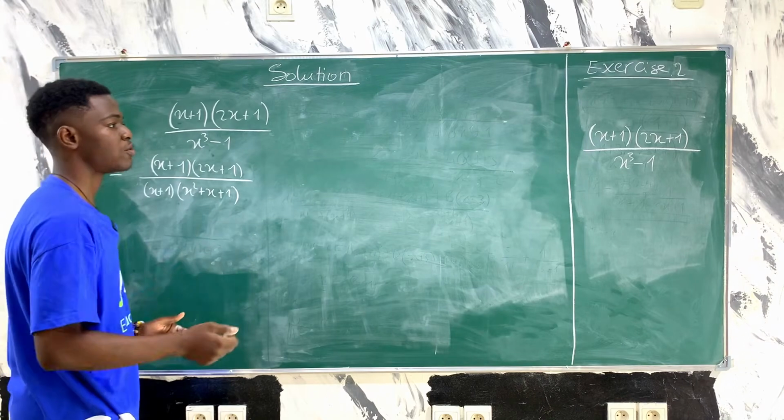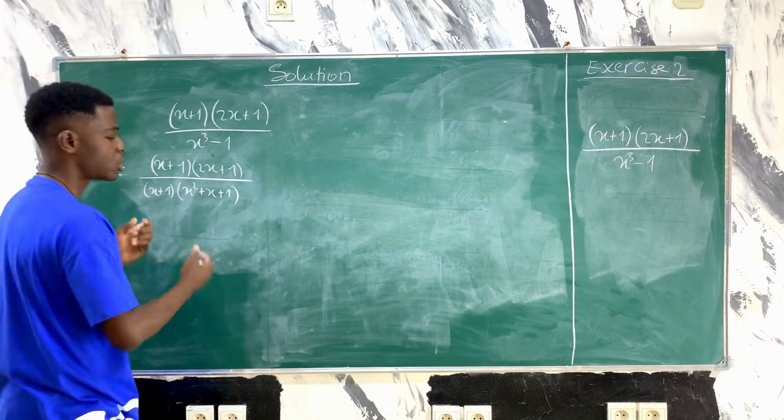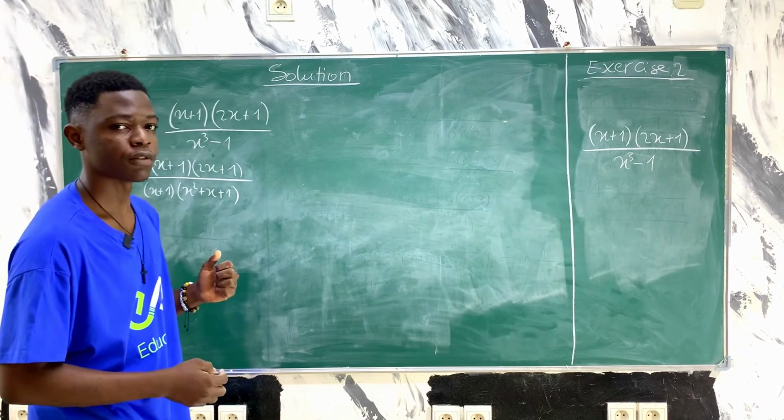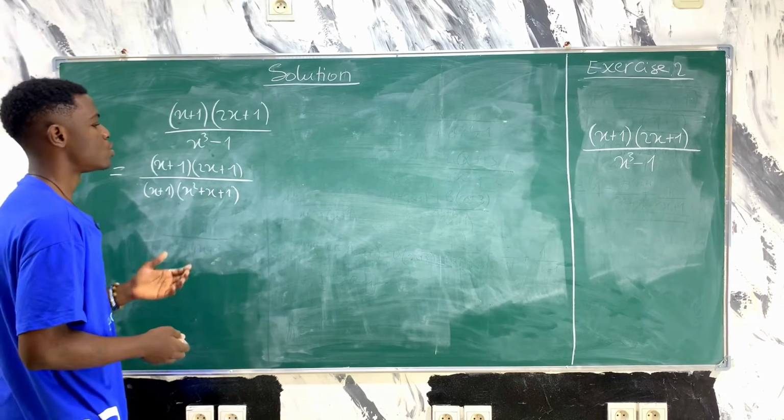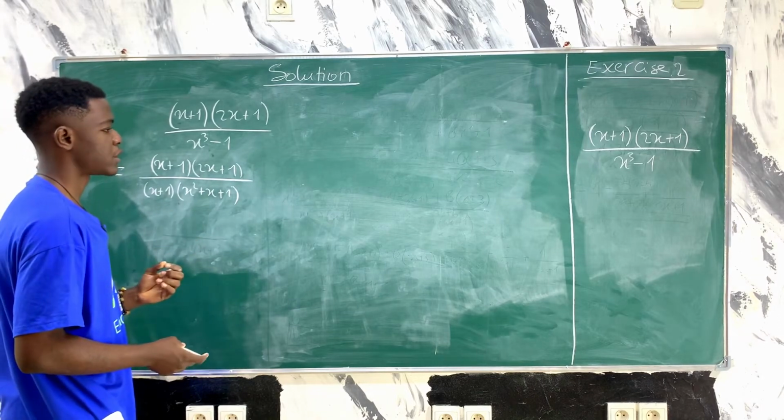So the first condition is fulfilled. The second condition, we should make sure that the denominator is factorized. Here we just factorized it, so the second condition is fulfilled. The third thing that we have to do is to represent this in our partial fraction form. If I am to represent this in my partial fraction form, how would it look?